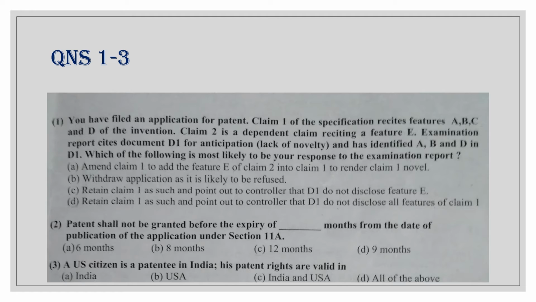Fine? Okay. Question number 3. A US citizen is a patentee in India. His patent rights are valid in option A, India, option B, USA, option C, India and USA, and option D, all of the above. Friends, as we know, patent right is not global. Patent right is always territorial. So the simple answer here will be option A, that is India, because the US citizen is a patentee in India only. So his patent rights are valid in India.